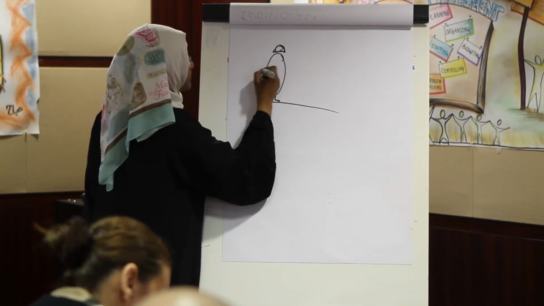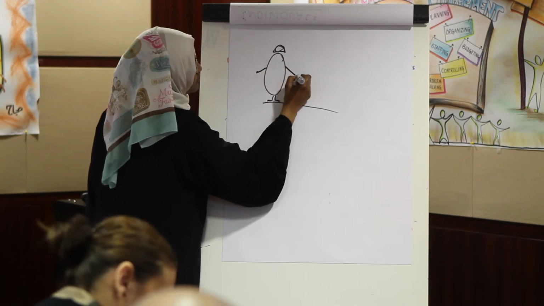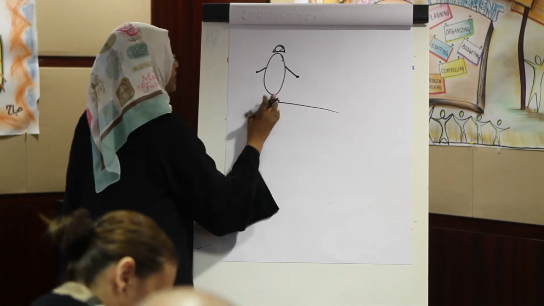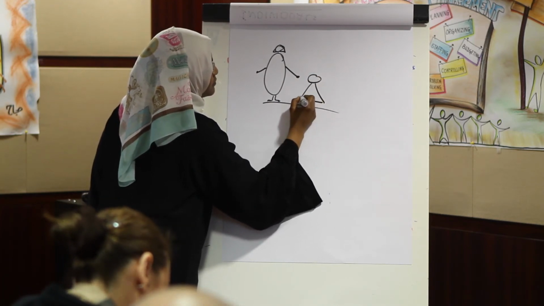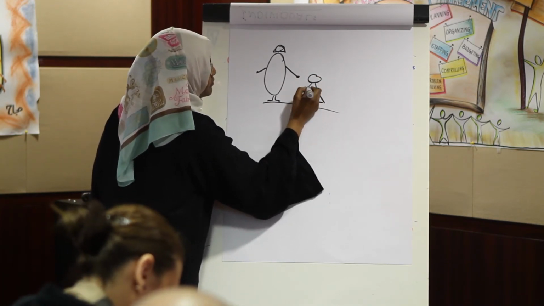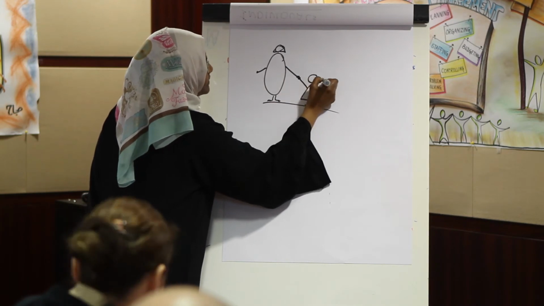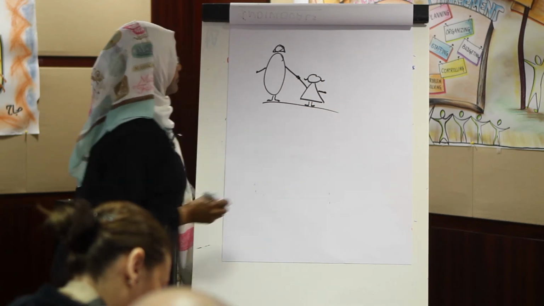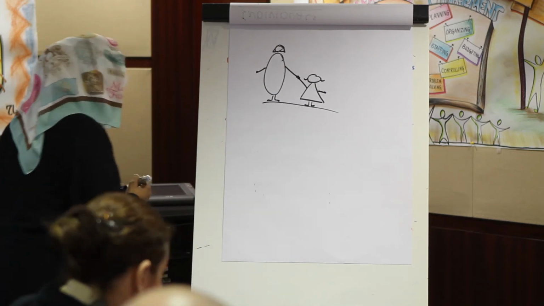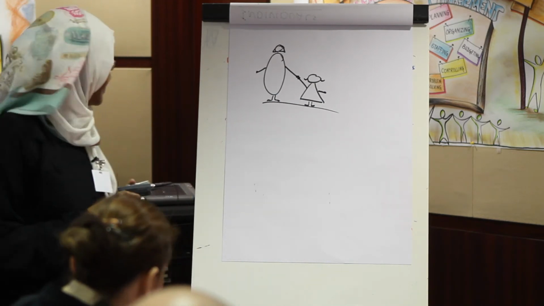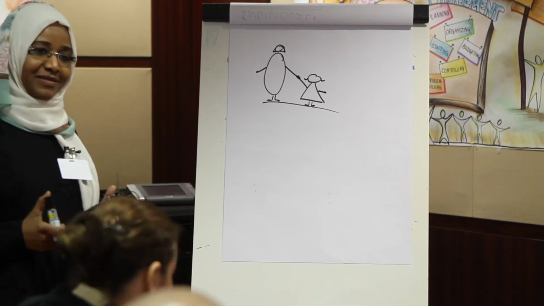Okay? Can each one of you please draw in your notebook a flower? This is the mother and this is her daughter. Is there a flower? Holding her mother's hand. Any question? Is it easy or difficult?